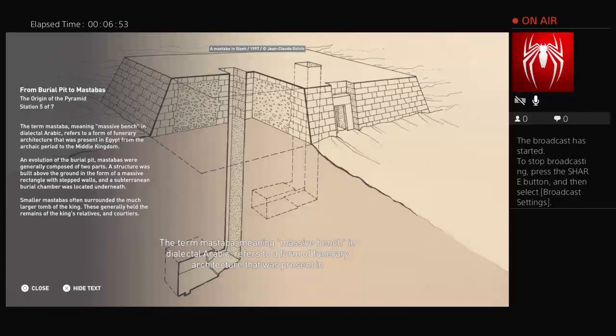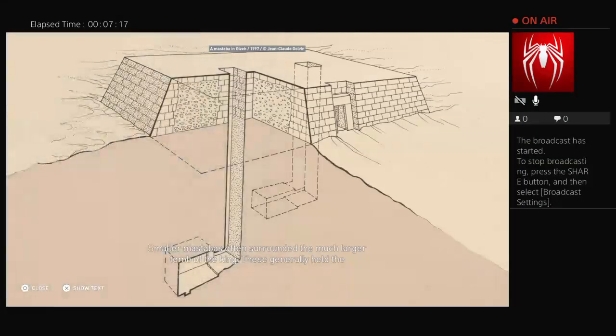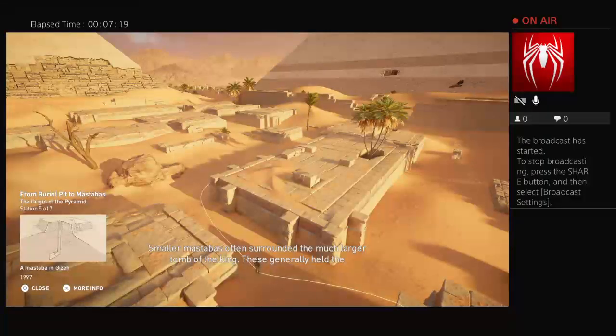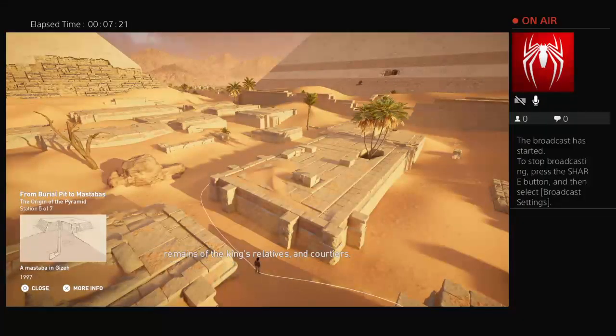Mastaba refers to a form of funerary architecture that was present in Egypt from the Archaic period to the Middle Kingdom. An evolution of the burial pit, mastabas were generally composed underneath. Smaller mastabas often surrounded the much larger tomb of the king. These generally held the remains of the king's relatives and courtiers.